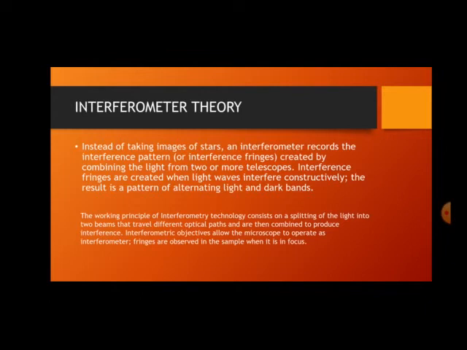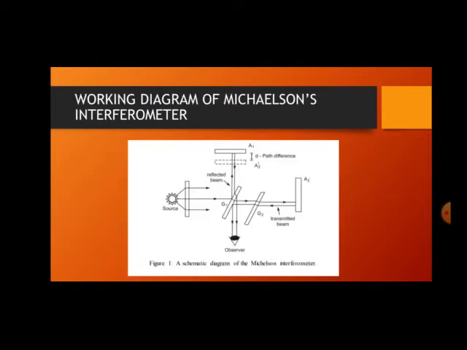The working principle of interferometry technology consists of splitting the light into two beams that travel different optical paths and are then combined to produce interference. Interferometric objectives allow the microscope to operate as an interferometer. Fringes are observed in the sample when it is in focus. Working diagram of Michelson's interferometer.